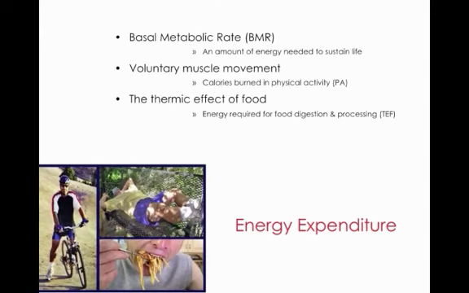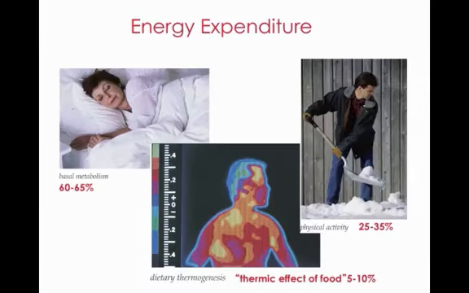Energy expenditure includes basal metabolic rate, the amount of energy needed to sustain life, voluntary muscle movement, the calories burned in physical activity, and what's called the thermic effect of food, the energy required for food digestion and processing. Between 60 and 65% of the calories we consume are used for basal metabolism. Between 25 and 35% can be used for physical activity. And the thermic effect of food, sometimes referred to as dietary thermogenesis, is between 5 and 10%. For your diet projects, you're using the 10% figure.